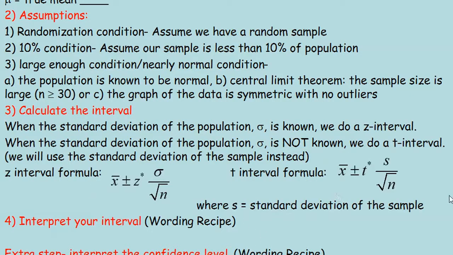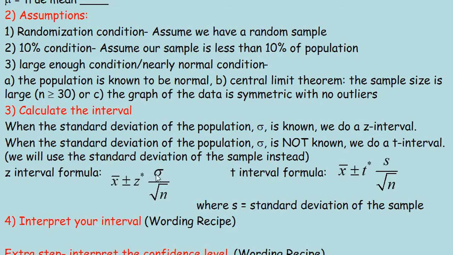Okay, here are the formulas. If you do know sigma, which is the standard deviation of the whole population, this is the formula you're going to use to make your interval. You're going to take x bar, which stands for the sample mean, plus or minus your critical value times sigma over the square root of n. So that's the formula, memorize it.